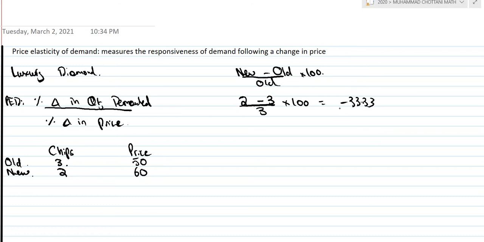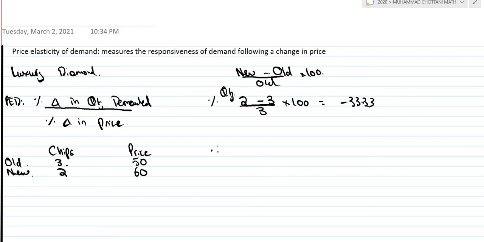Do note that we don't take this minus into consideration, because the relationship between price and quantity demanded is always inverse, which means that when one thing increases, the other decreases. If the price for a certain commodity increases, your demand for that commodity might fall. Now this is the percentage change in quantity demanded.